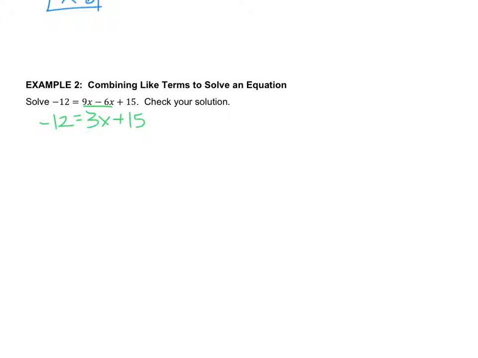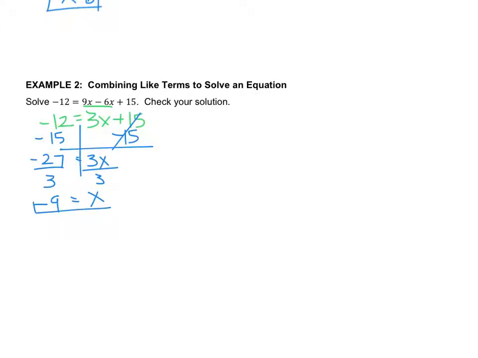Now it looks like a super easy equation you maybe could have done last year or in 6th grade. I'm going to subtract 15. And I get negative 27 equals 3x. Divide by 3. So x equals negative 9. Now, the more steps you have, the more opportunities there are to make a mistake. That's why it's really important to check.